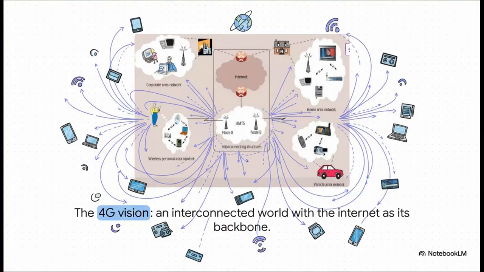And this image really just sums it all up perfectly. This was the ultimate achievement of 4G. It created a truly interconnected world. It was never just about making our phones faster, it was about seamlessly tying together our homes, our cars, our offices, and all our personal gadgets into one giant unified network with the internet as its backbone.